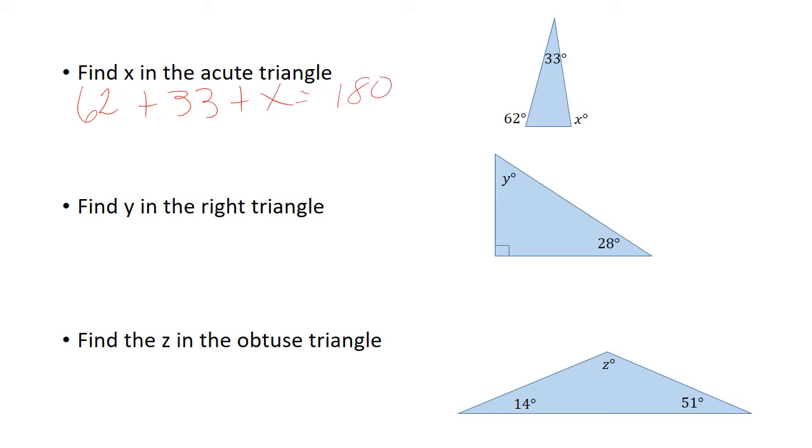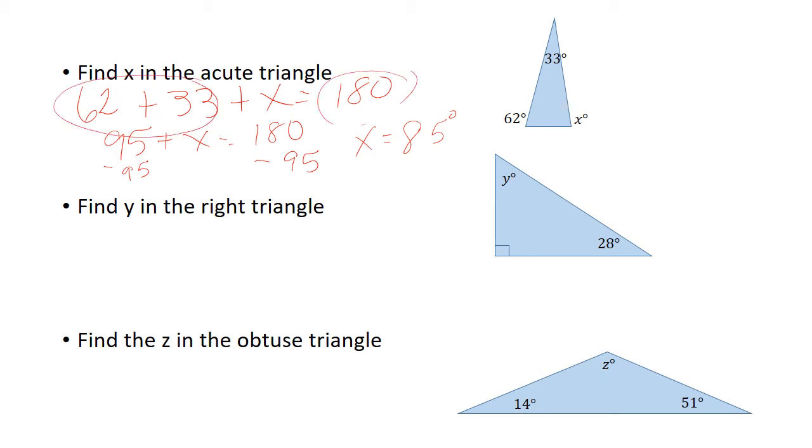So we can add up our 62 and our 33, which is going to be 95. We want to get our x alone, so we'll subtract 95 from both sides. We've done this before. So our x is going to be equal to 85 degrees, which is still less than 90, and so that's why it works. Now, as you can see, we add up the two that we have and we subtract that from 180.